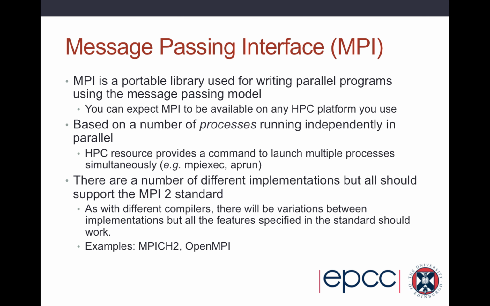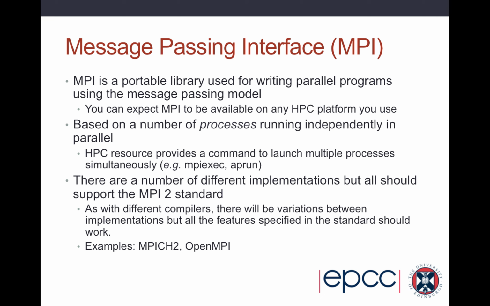And the most common incarnation of, or essentially the standard incarnation of, message passing programming is the Message Passing Interface library, the MPI library. This is a portable library for writing parallel programs using the message passing model, and it's available on every HPC platform you come to. It's based on a number of processes running independently in parallel, which we've talked about already, and you usually get some sort of command that coordinates the launch of these multiple processes simultaneously, so you don't have to do that by hand.